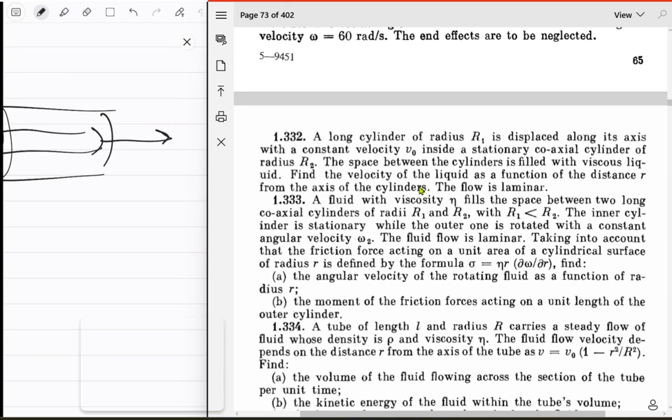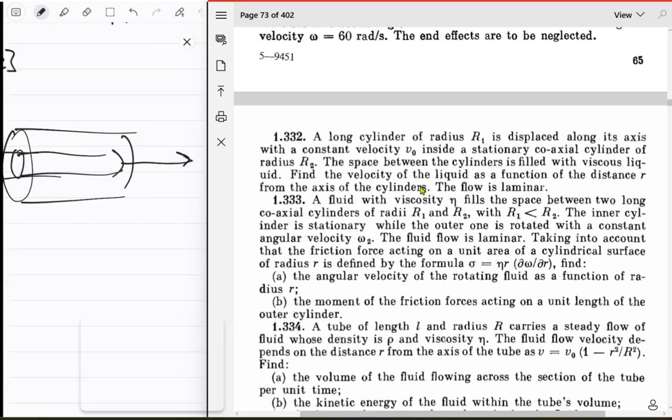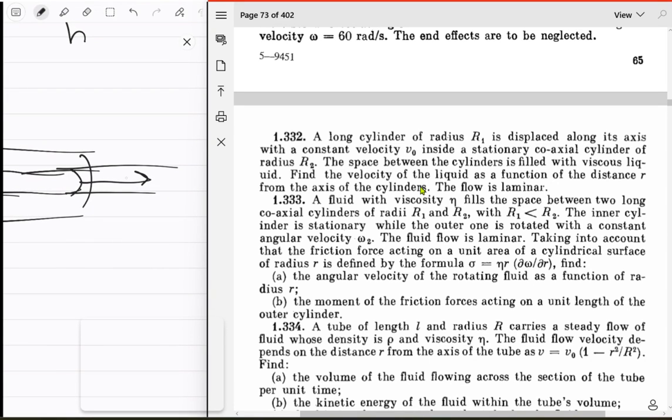What do you mean by viscosity of the, huh? From the axis of the cylinder. The flow is laminar. I don't understand what's going on. And it's a long cylinder, right? So just to extend this thing. This is displaced, right? Where did that go? It's displaced along its axis with a constant velocity v naught. So it's actually being pulled by a constant velocity. Okay. The space between the cylinders is filled with viscous liquid. Okay, cool.